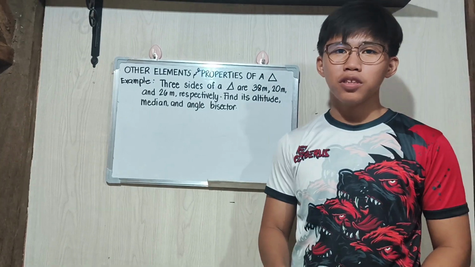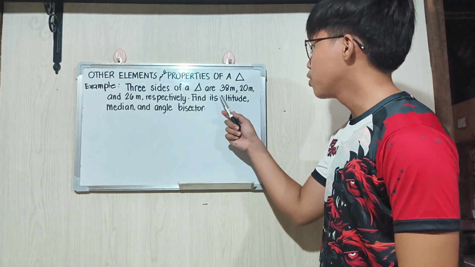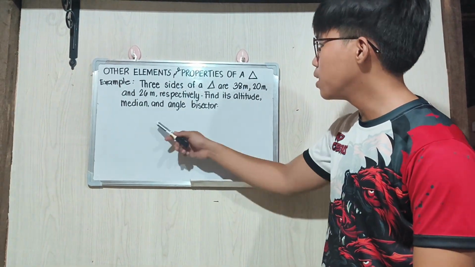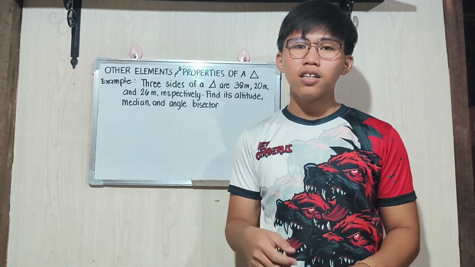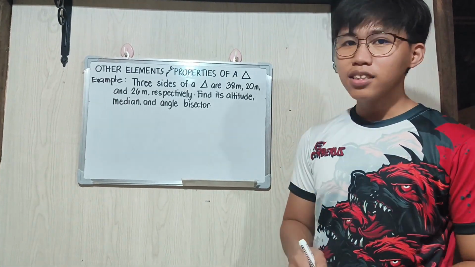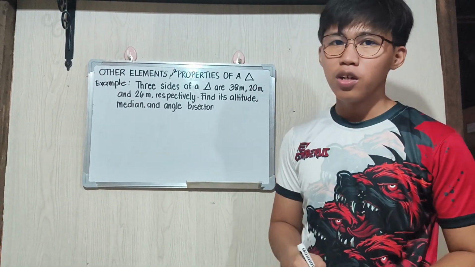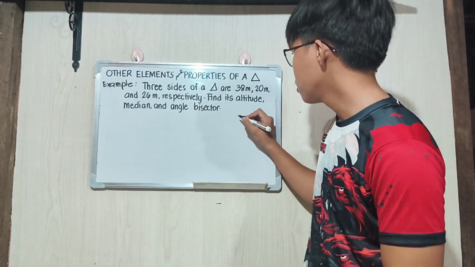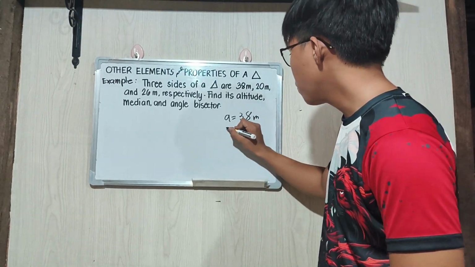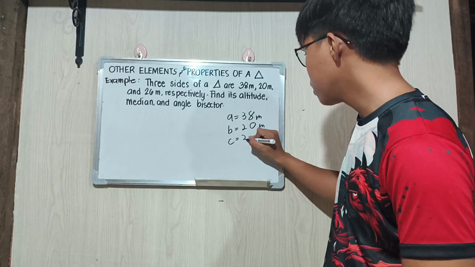So the last example consists of three elements of a triangle. The problem is: three sides of a triangle are 38 meters, 20 meters, and 26 meters respectively. Find the altitude, the median, and the bisector. So we're going to find the three: altitude, median, and bisector. First, we're going to analyze the problem. Let A be equal to 38 meters, let B be equal to 20 meters, and let C be equal to 26 meters.